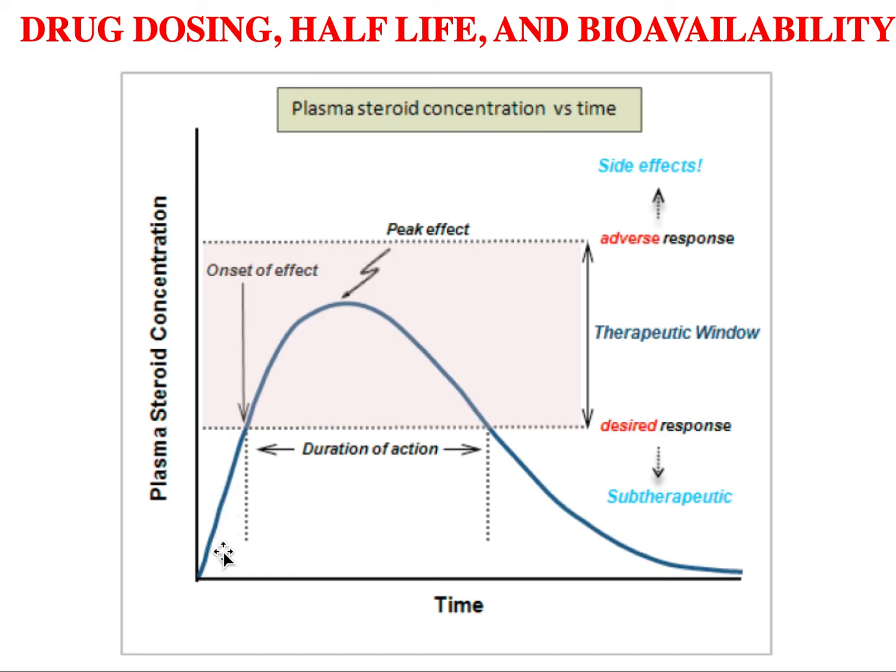Okay, so basically what happens is over time, you're going to have the onset of the effect. And so that means, let's say you took it as a pill, there's a plasma concentration that's increasing. And at a certain point, you're going to get to the concentration that's enough to feel the effect of the drug. As that concentration increases, you'll get the peak effect of the drug, and then the concentration will decrease, and it'll be subtherapeutic.